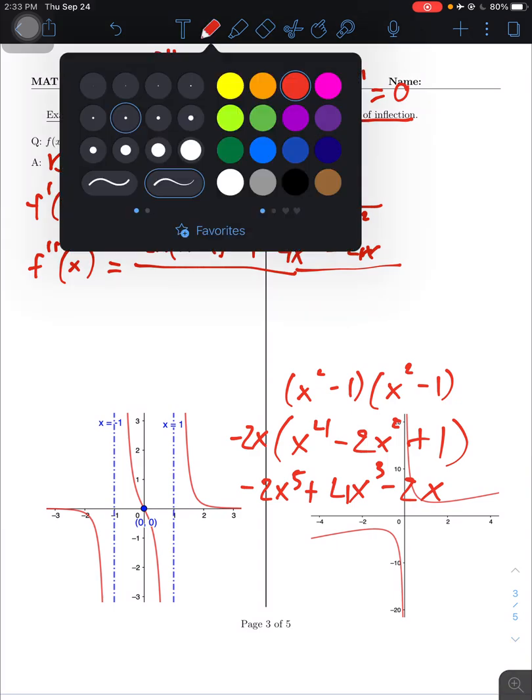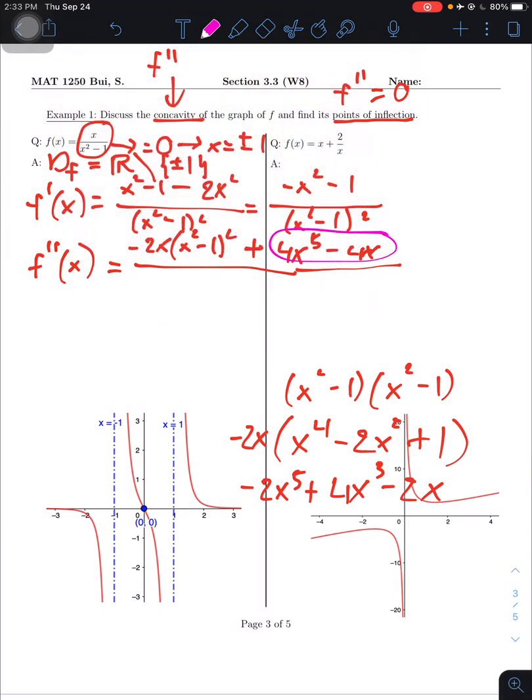Okay, so now for the sake of space in here, let me go ahead and copy this down here for adding them. So I have plus 4x to the 5th power and then minus 4x.